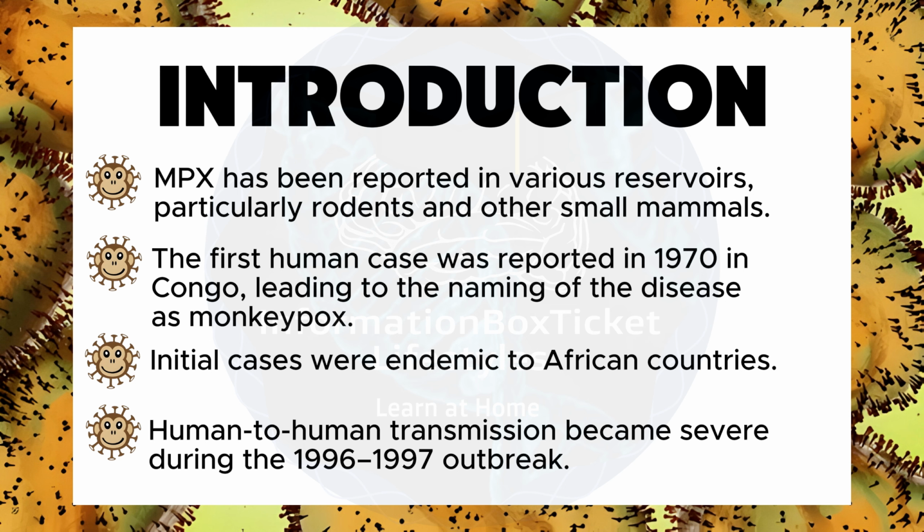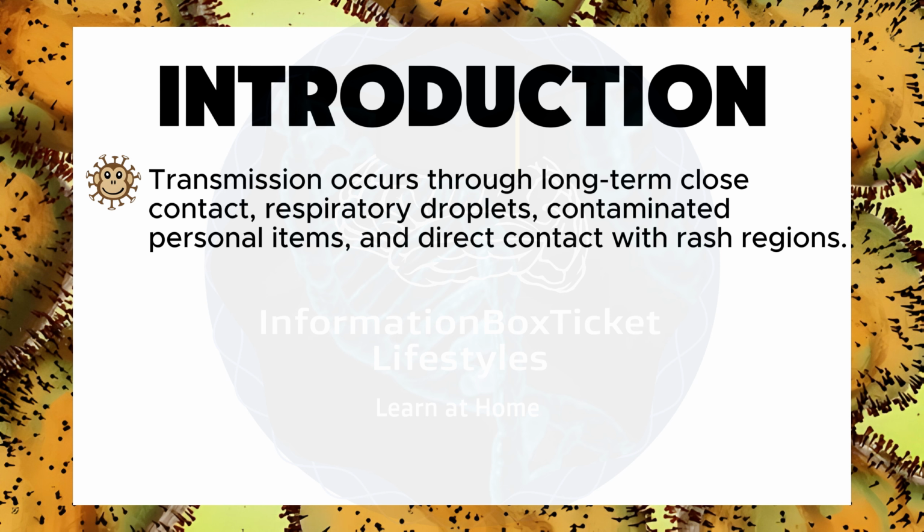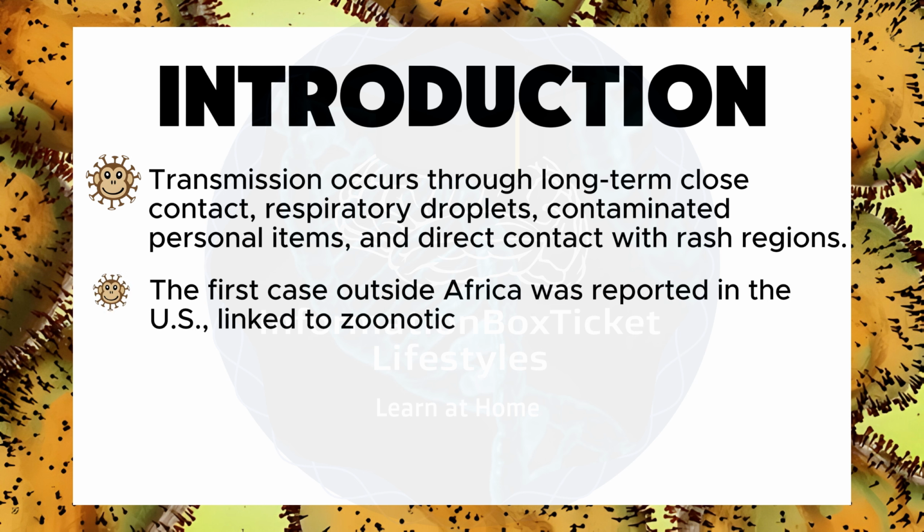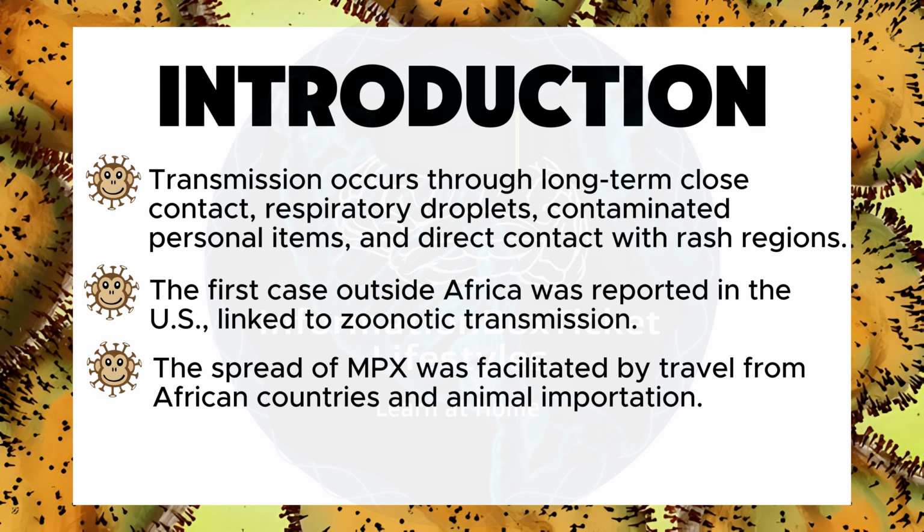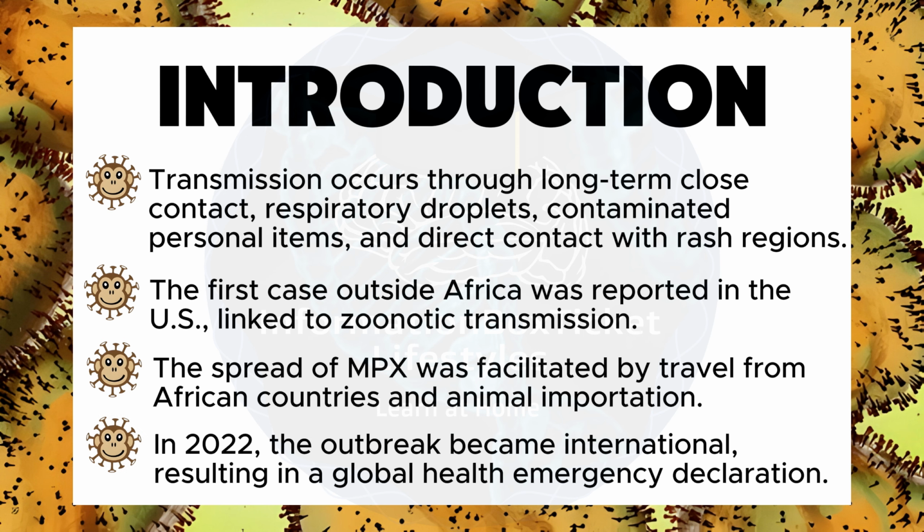Human-to-human transmission became severe during the 1996-1997 outbreak. Transmission occurs through long-term close contact, respiratory droplets, contaminated personal items, and direct contact with rash regions. The first case outside Africa was reported in the U.S., linked to zoonotic transmission. The spread of monkeypox was facilitated by travel from African countries and animal importation. In 2022, the outbreak became international, resulting in a global health emergency declaration.